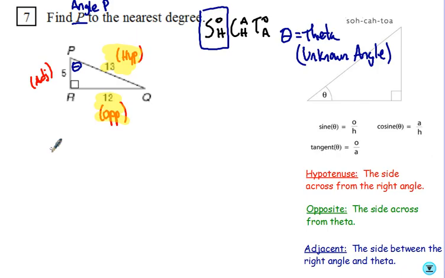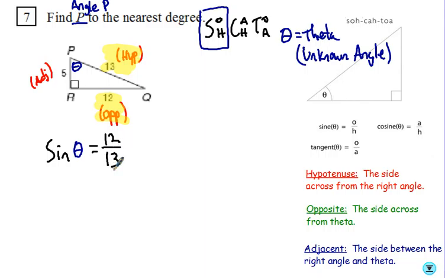Now sine of, I'm not going to write sine of 60 degrees or whatever it is, because I don't know what it is. So I'm just going to say sine of theta, because I don't know what the angle is. Now I do know what the two sides are: opposite, which is 12, over the hypotenuse, which is 13.